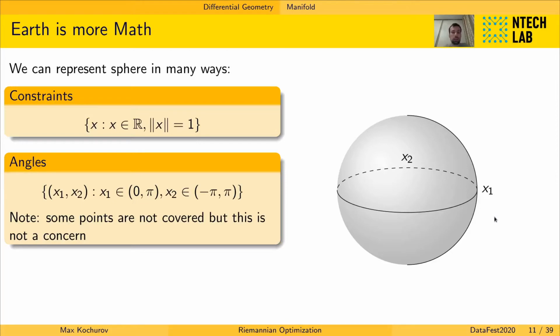For example, we can additionally explain the sphere in a different way. We can pick two angles and describe every point on the sphere except some special ones. And in this case, it's not that obvious why curvature should be 1 at every point in this parameterization. And without even knowing what curvature is, we really understand that this parameterization is not uniform across the sphere.